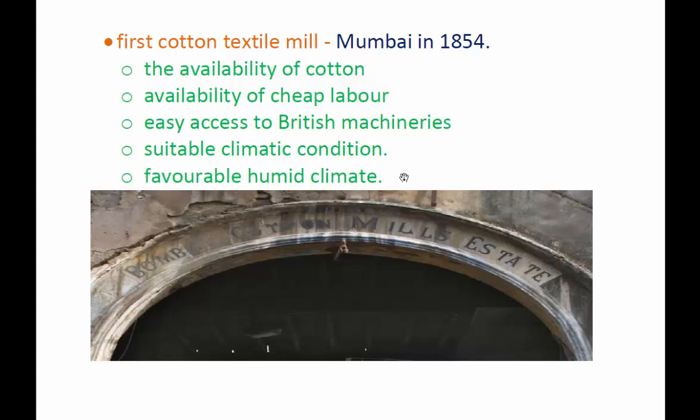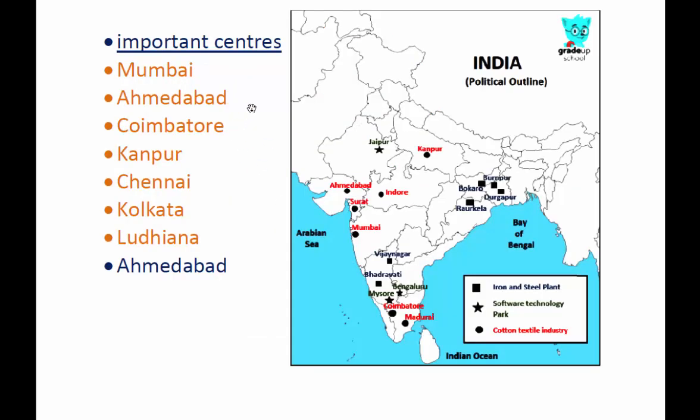Alright, so you can see from the picture, this was the first cotton textile mill in Mumbai. It was established in 1854. Some of the important centers where cotton textile industries were located consist of Mumbai, Ahmedabad, Coimbatore in Tamil Nadu, Kanpur in Uttar Pradesh, Chennai, Kolkata, and Ludhiana.